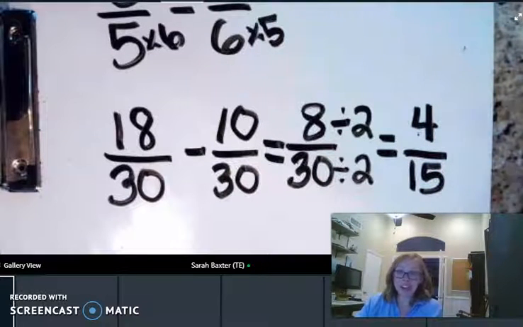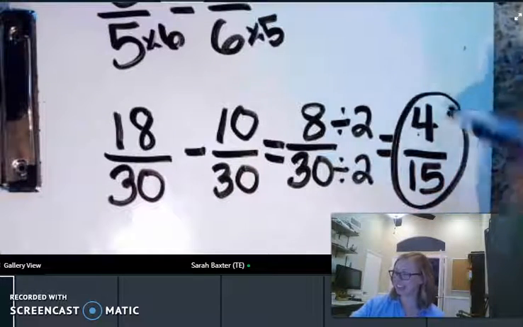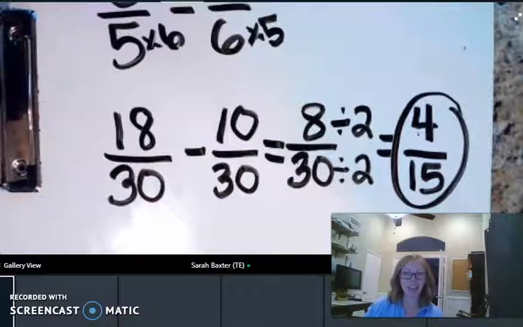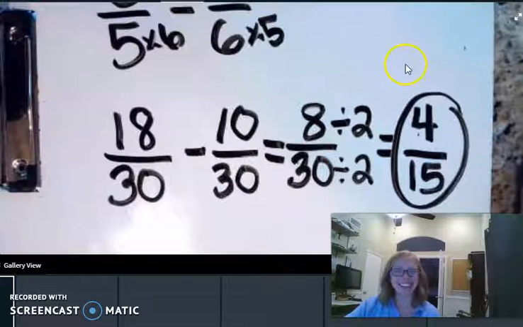They're not both even. They can't both be divided by 3, 4, or 5. So this is our final answer. I hope this helps as you practice subtracting fractions with unlike denominators.